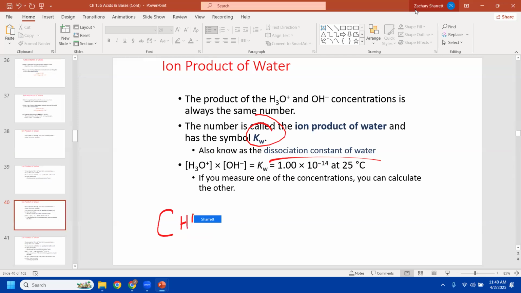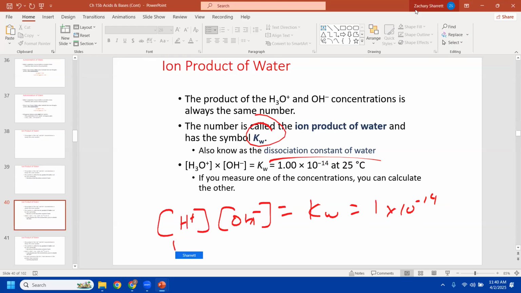The H3O plus, the H plus times the OH minus in any solution will always equal Kw, which is equal to 1 times 10 to the negative 14. Because remember we said 1 times 10 to the negative 7 times 1 times 10 to the negative 7. That equals 1 times 10 to the negative 14.